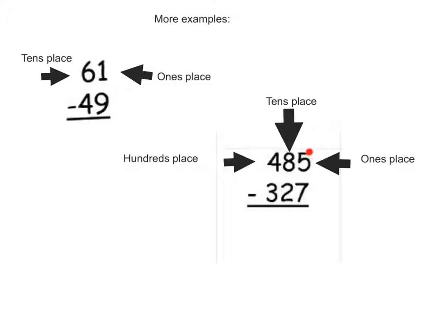Over here, same thing, except you're adding on the hundreds place. So you have a ones place here, tens place here, hundreds place here. By borrowing from these two, it makes it so that these numbers are bigger that you're able to subtract from.